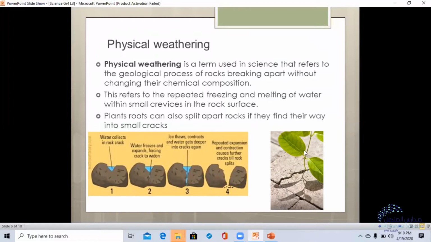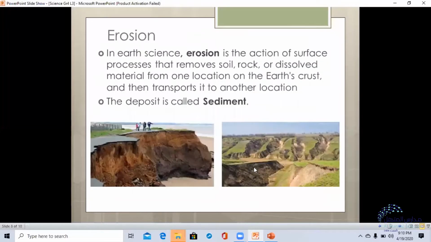So if you look here, we can see that this plant has found its way inside this little crack. When the plant grows, it actually pushes this rock apart, which also causes it to break apart. That is physical weathering.